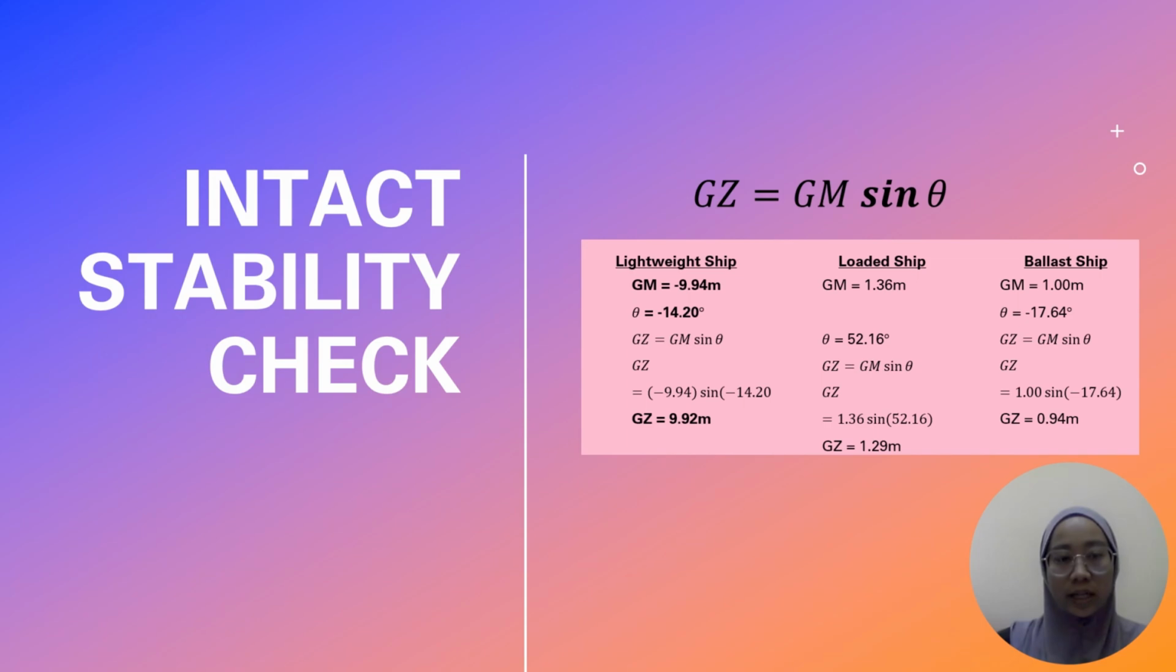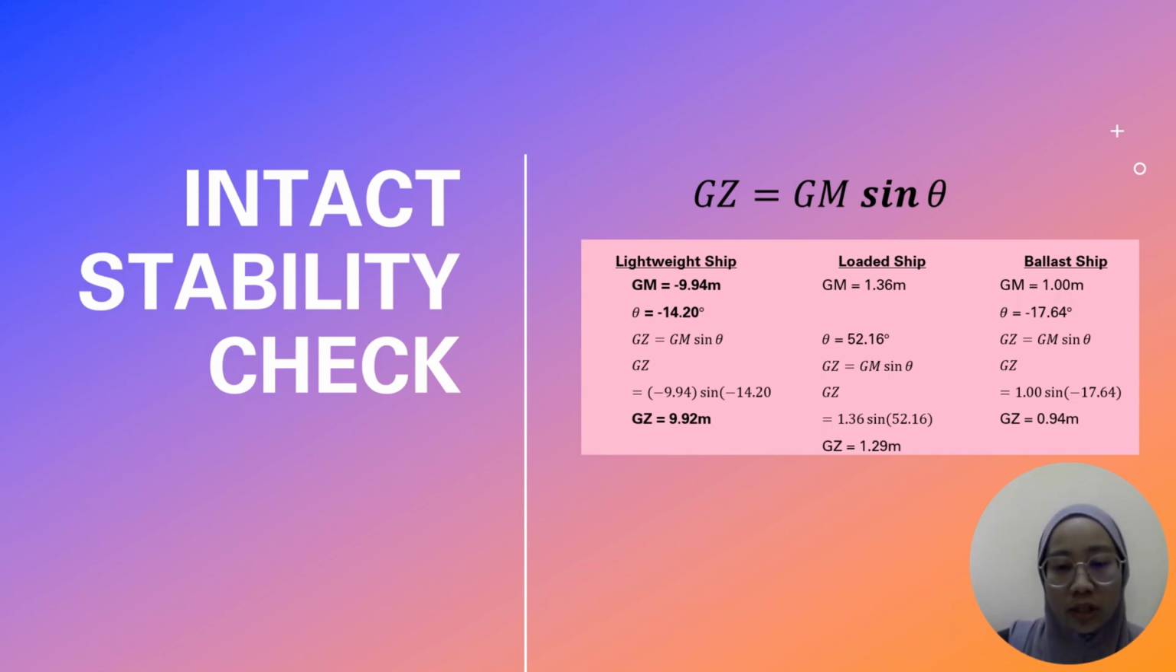So next, this is the initial stability check. GZ is the righting lever. So we use the formula GZ equals GM sin theta. Basically we have three types of condition of ship, which are lightweight ship, loaded ship, and ballast ship. For the lightweight ship, the GM is negative 9.94 meters. The theta is negative 14.20 degrees. So by using the formula, we get GZ equal to 9.92 meters.